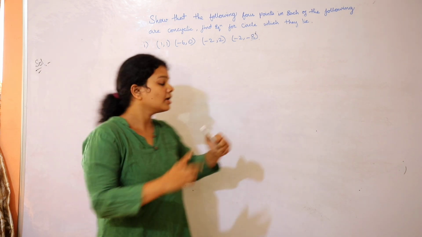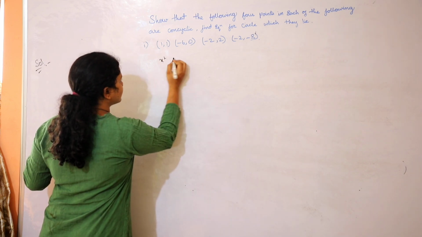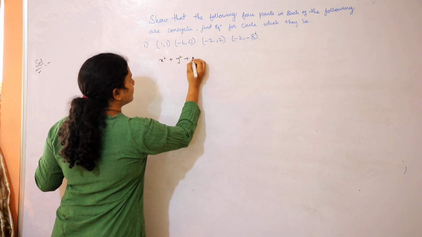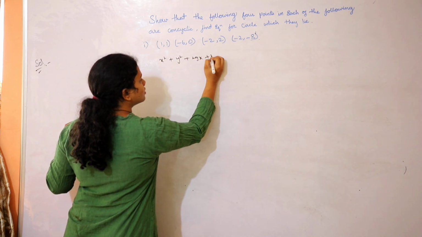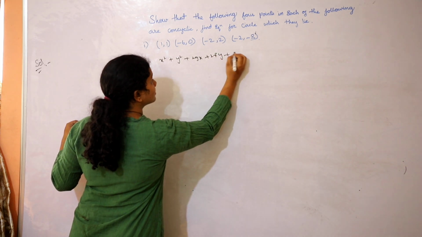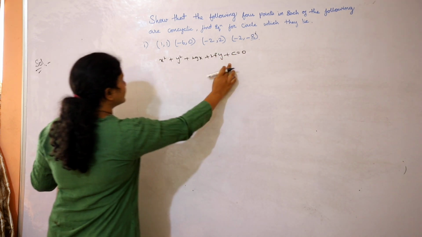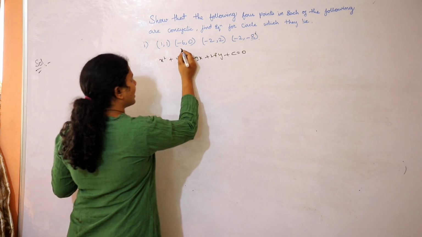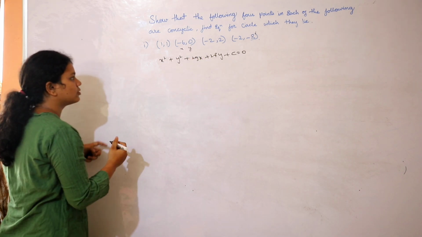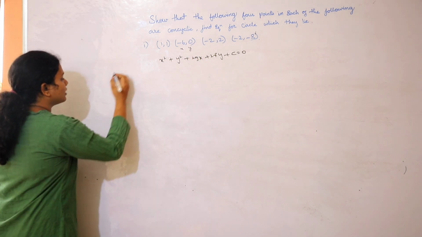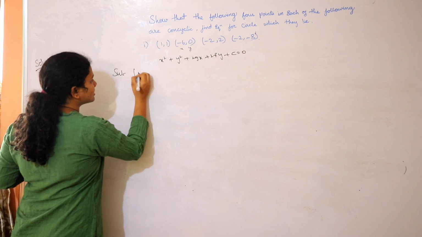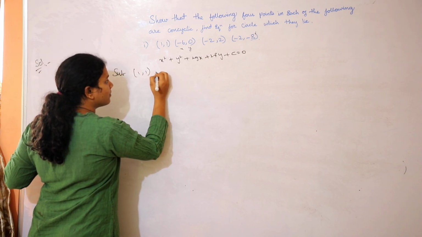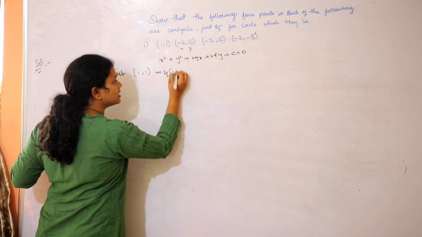What is the general equation of the circle? As you know, x square plus y square plus 2gx plus 2fy plus c equals 0. Just substitute 1, 1 in this equation, and substitute minus 6, 0 in this equation, like let minus 6 be x and let 0 be y. Find the whole new equation through these given points.